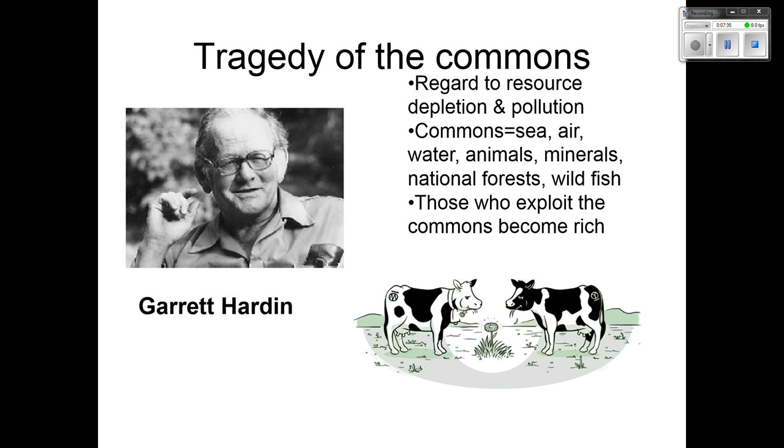And some examples of a commons you can see up here. You could say the ocean, air, water, animals, minerals, national forests, fish, anything that is really free, anything that everybody has access to. So that's going to be the commons there.